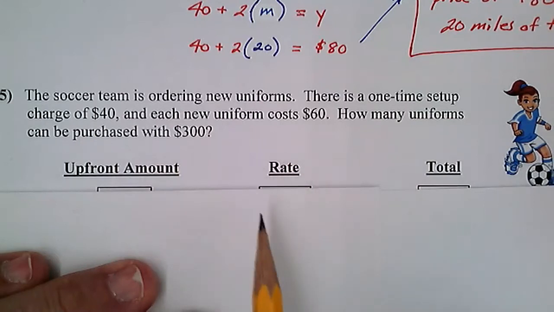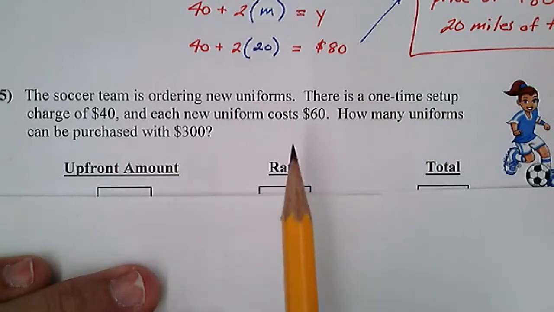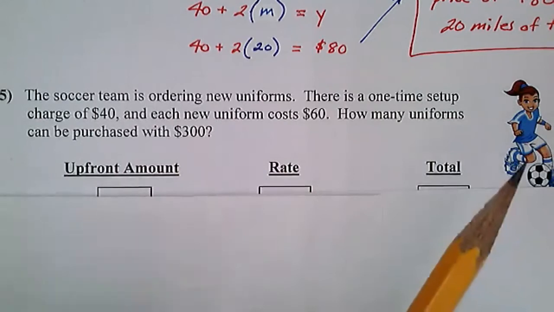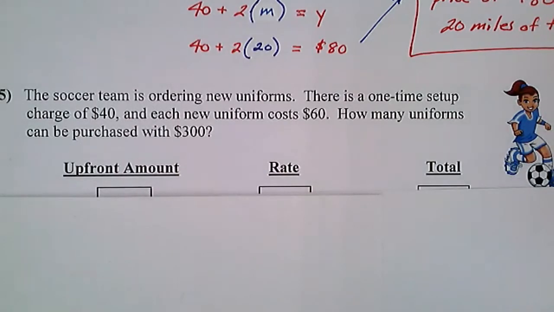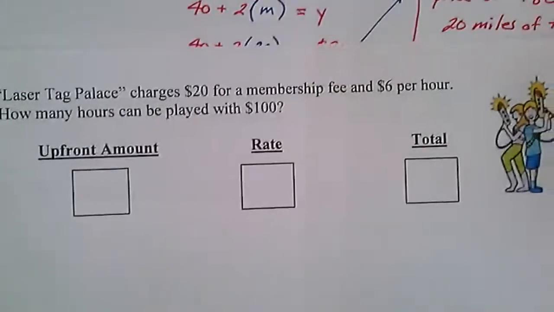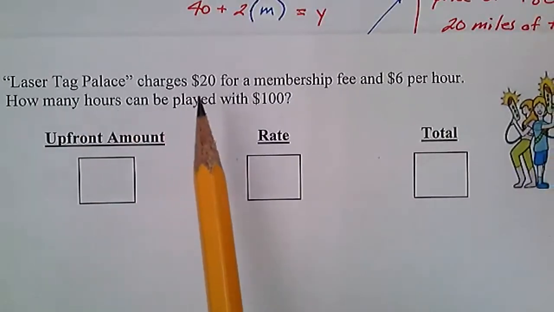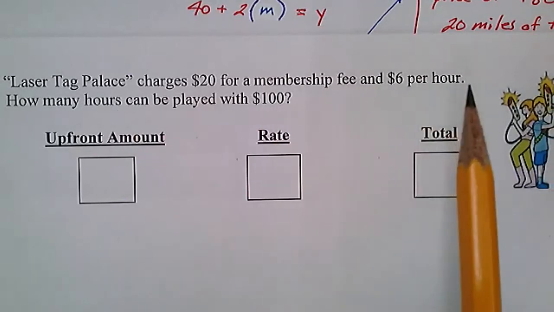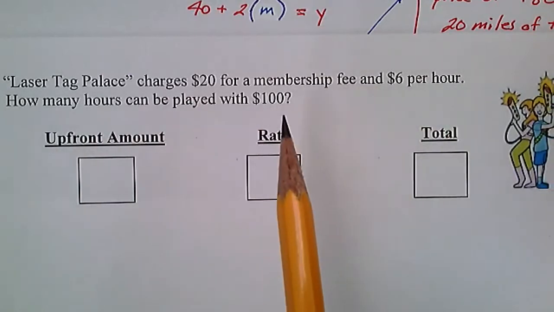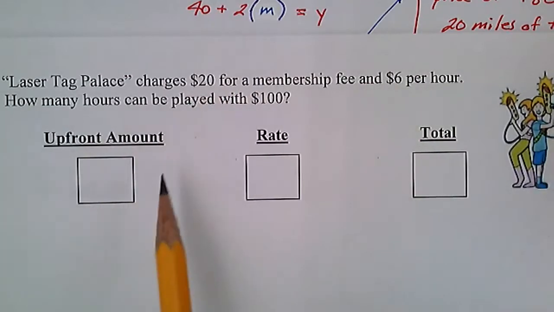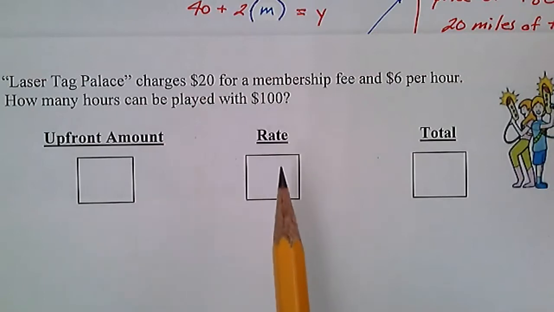And then you have to think about, I'll give you a hint, that rate is where your variable is going to be. The variable is going to be in here. So think about what is the rate, okay? And then you have another problem here about laser tag. Okay, so Laser Tag Palace charges $20 membership fee and $6 per hour. How many hours can be played with $100? Okay, so you've got 3 numbers again. Figure out what's your upfront amount, what's your rate, what's your total, and then go ahead and solve it, right?